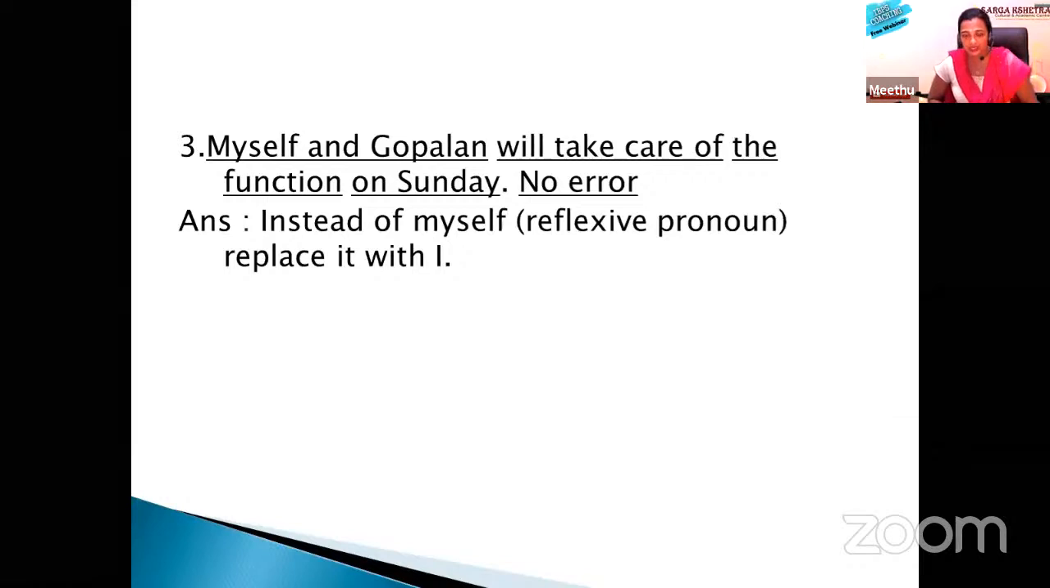emphasize the subject. That is, you can see the different types of reflexive pronouns: myself, ourselves, yourself, itself. The purpose of the reflexive pronoun is to emphasize the noun. So I don't think myself should be emphasized there. So it should be replaced by I. So the error part is A.